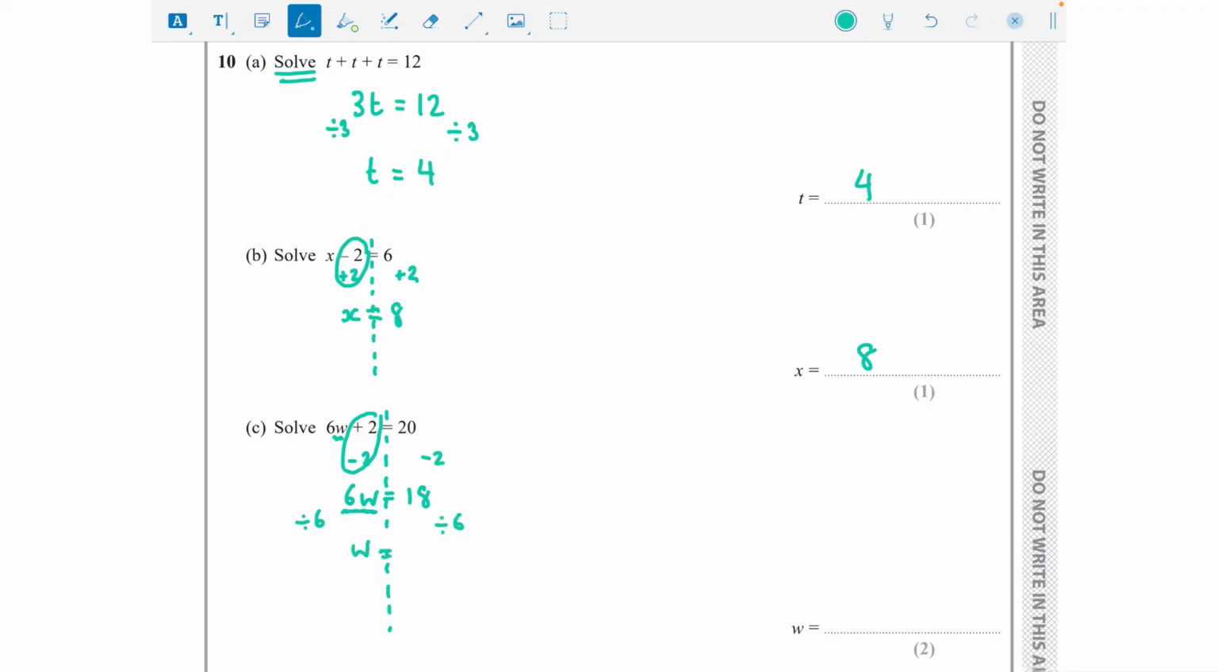So 18 divided by 6 is 3. So that's our answer for that one. And we can always put it back in and check. 6 times 3 is 18, add 2 makes 20, so we know we've got the right answer.